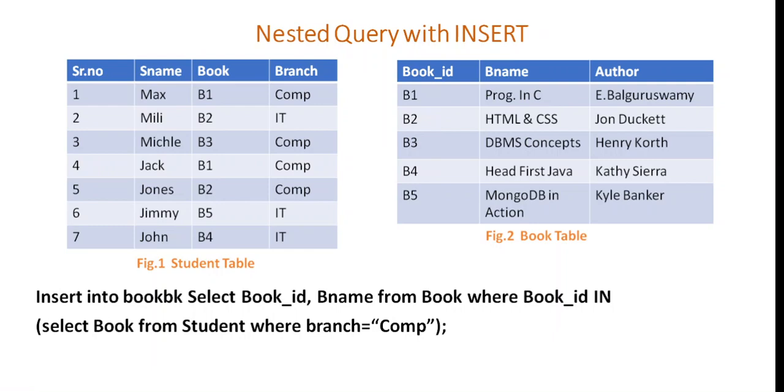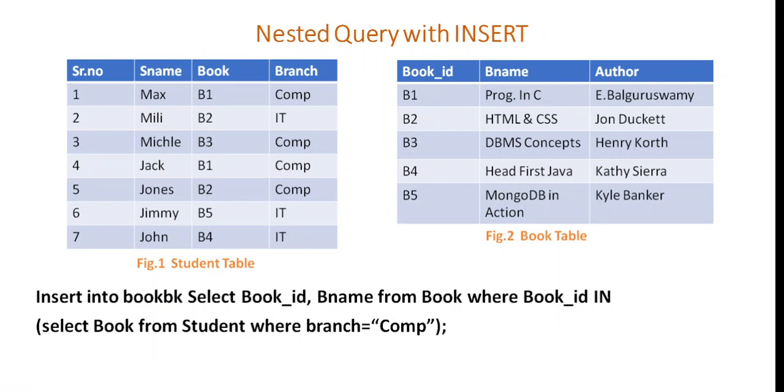Now compare this output with the outer query. My outer query is select book ID, book name from book where book ID in B1, B2, B3. So now from the book table I'll get data for books B1, B2 and B3. This is from the book table. And we are assigning this data, B1, B2, B3, to the book BK table. We are inserting this data into the book BK table. Okay, so this is the nested query for insert.